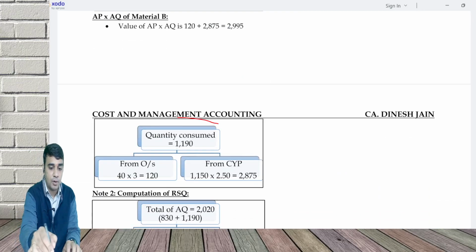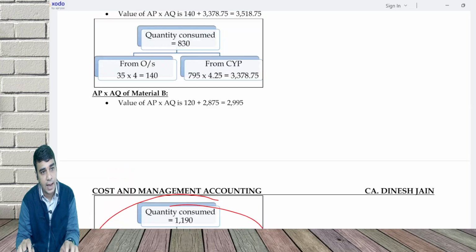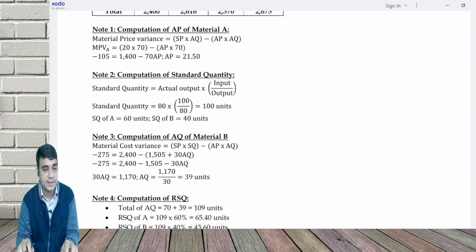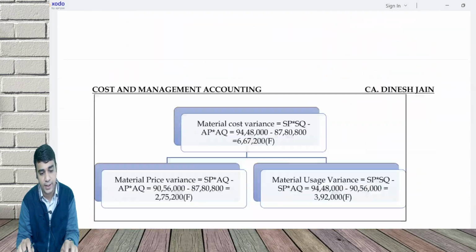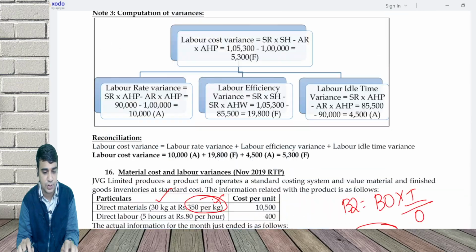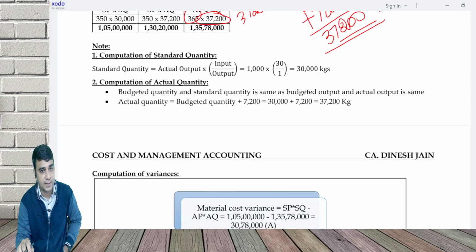In this problem, the quantity is consumed from opening stock and from current year purchase. Opening stock was valued at standard price. Current year purchase was valued at actual price. We have done this in question number 3. Ideally, the same should have been repeated here. I don't know why they have not done. To me, the solution is wrong. I'll change the solution. I'm not okay with this. I'll change the solution as far as the price variance part is concerned.